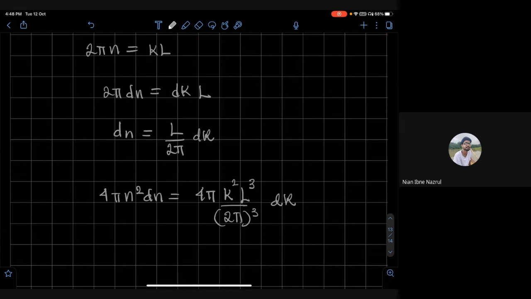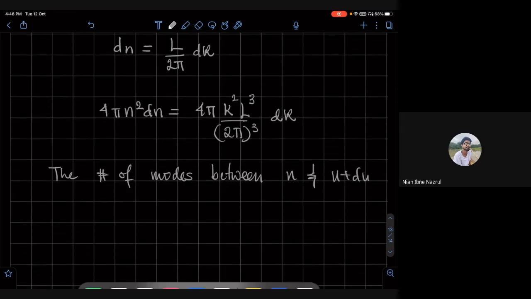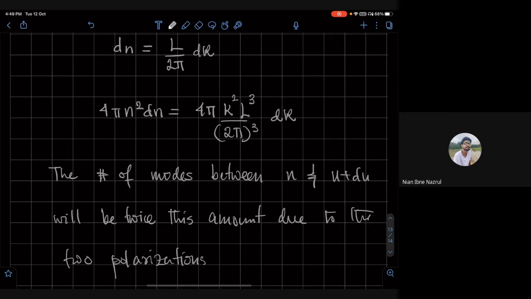All right, so however, the number of modes between n and n plus dn will be twice this amount due to the two polarizations of light.